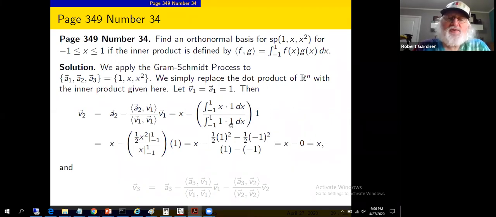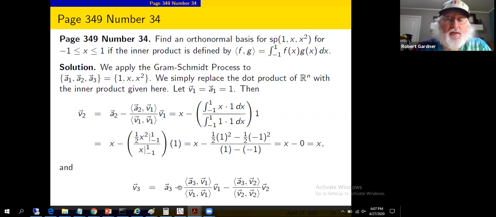Perform those computations, easy integrals, these are just polynomials. And when all the dust settles, it looks like we get out x. So we took x and subtracted 0 from it. What that tells you is those first 2 vectors were already perpendicular. That's why they didn't change. Of course, the first one doesn't change, but that's why the second one's the same.